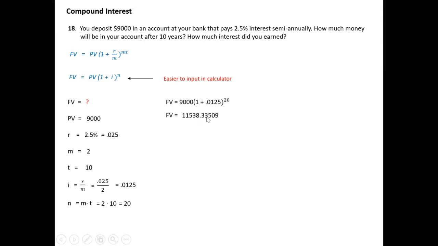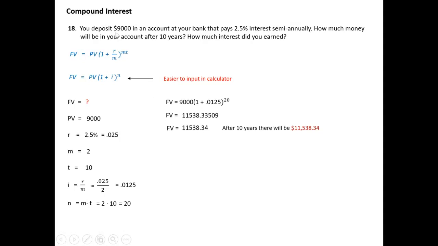The nearest penny will be 2 places from the right of the decimal point, which would be my hundredths place. But you always go to the third place, the thousandths place, and if it's 5 or more, you add 1 to the hundredths place. So in this case, it's going to give us $11,538.34 after 10 years. So that's how much money you got after 10 years.